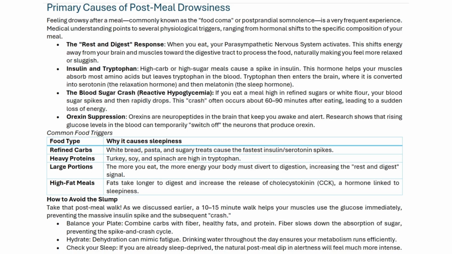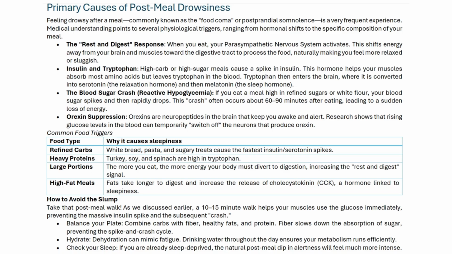Another contributing factor is reactive hypoglycemia, where a rapid drop in blood sugar occurs after consuming refined sugars or white flour, typically 60 to 90 minutes post-meal, resulting in a sudden loss of energy. Furthermore, rising glucose levels can suppress orexin production, neuropeptides that promote wakefulness and alertness.